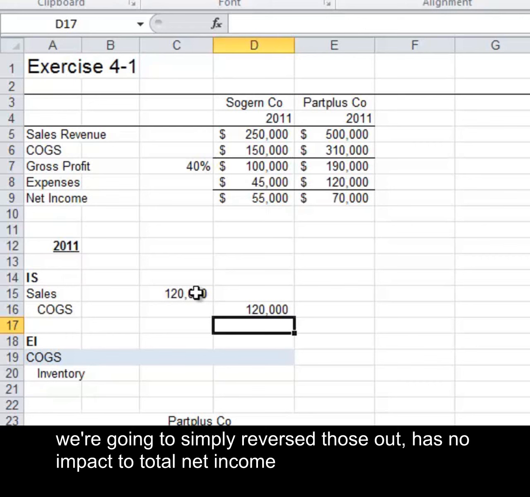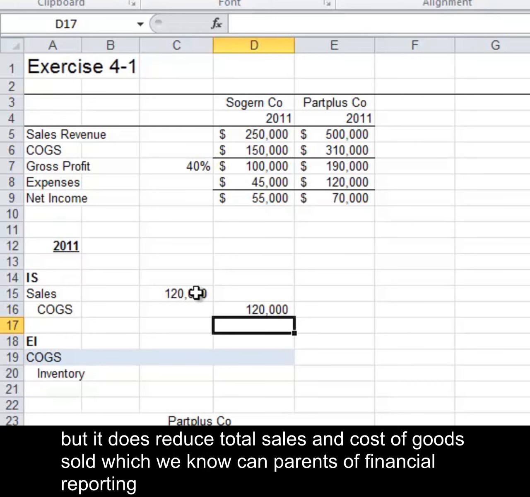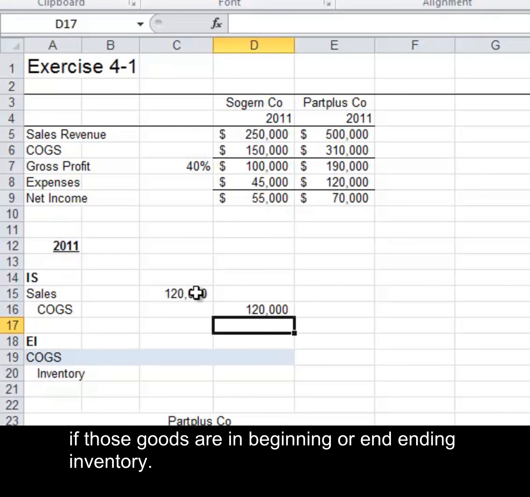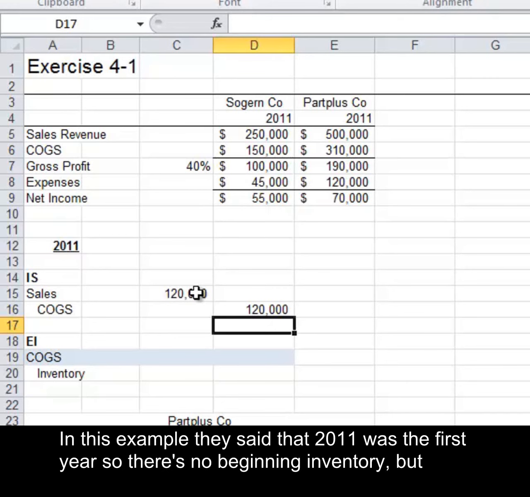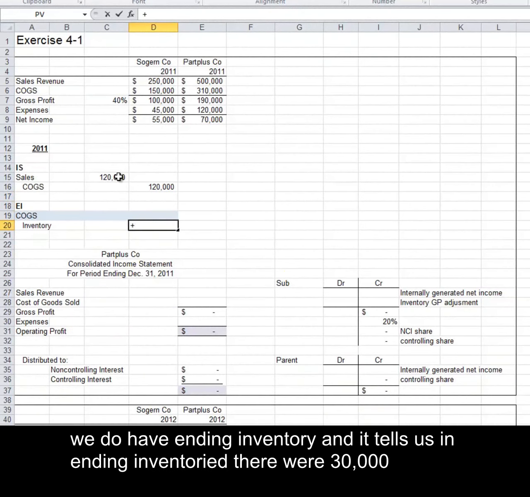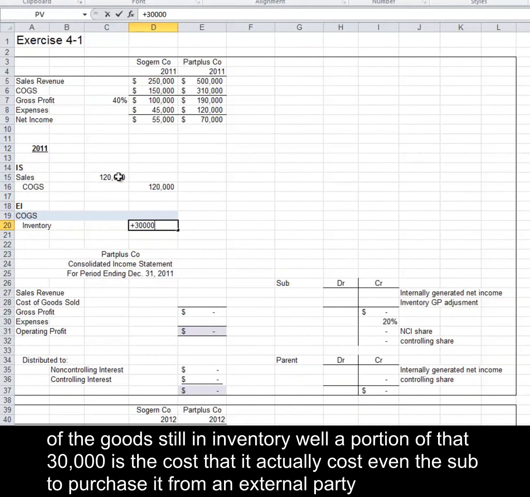It has no impact to total net income, but it does reduce total sales and cost of goods sold, which we know can affect the appearance of financial reporting in terms of decision making for total sales, total gross profit, etc. So it is important that we consider that elimination. The other factor then is if any of those goods are in beginning or ending inventory. In this example they said that 2011 was the first year, so there's no beginning inventory, but we do have ending inventory, and it tells us in ending inventory there were 30,000 of the goods still in inventory.